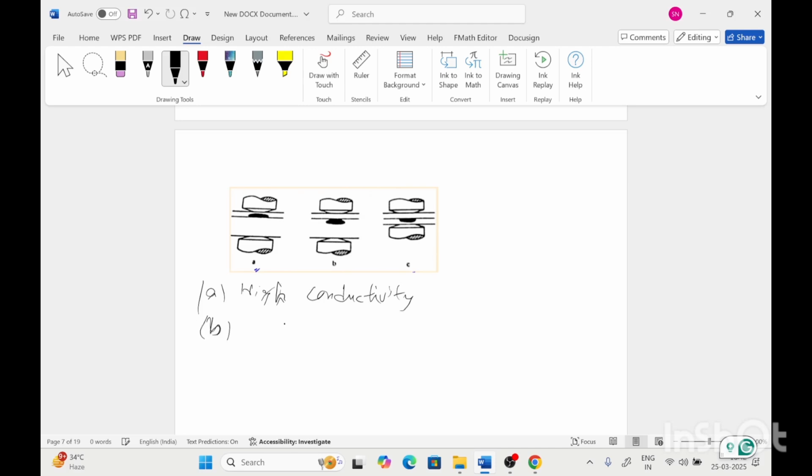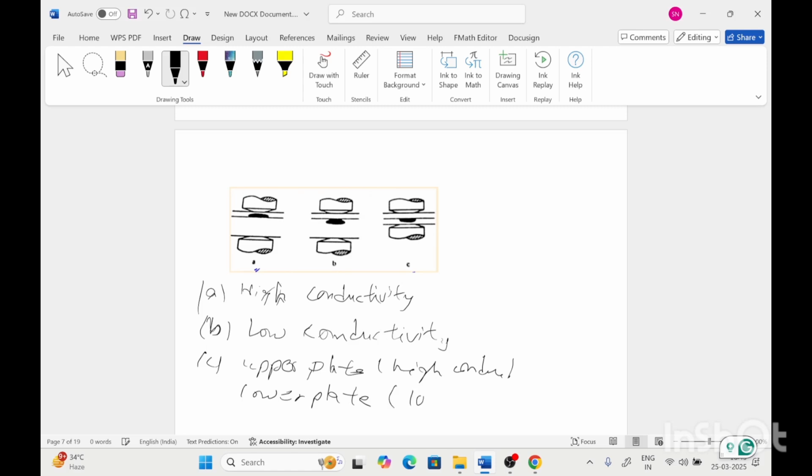In case B, both the thin and thick sections have low conductivity. And in case C, both plates are of the same thickness, but the material is different. Means the upper plate material has high conductivity, where the lower plate has low conductivity. So we will see these three cases one by one.